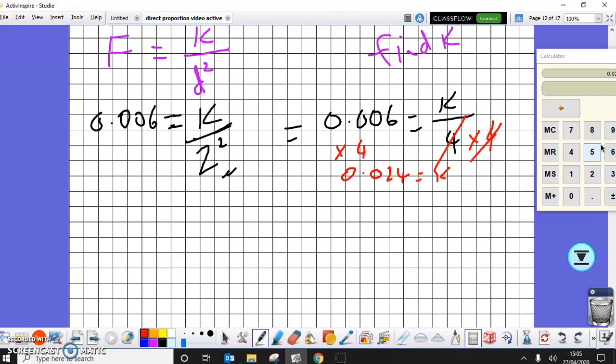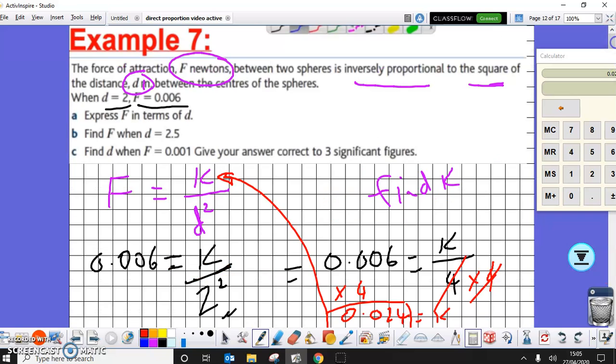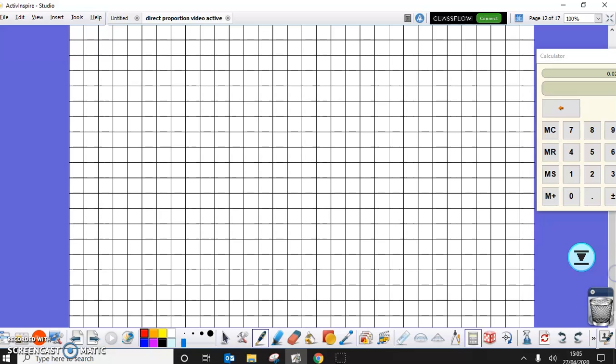Okay. Now if I put that back into the equation, all I'm going to do is take this value here and substitute the K. So F equals 0.024 divided by D squared. And that's the formula I'm going to use for the rest of the sum. Okay, so find F when D is 2.5.